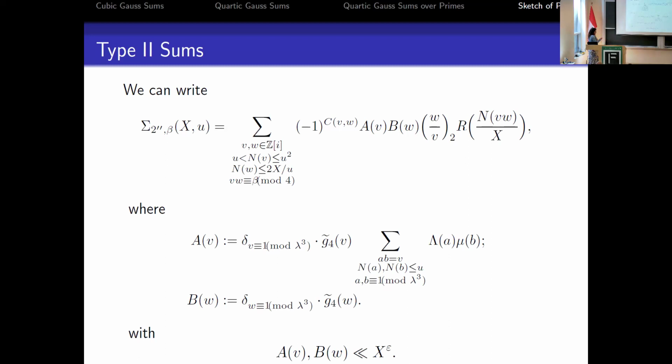So these weights, these functions a of v and b of w, you don't need to know much about them except that they are in absolute value less than x to the epsilon. So that's number one. And they're supported on square free elements. Is there a sum missing in b of w? No, it's just that term.